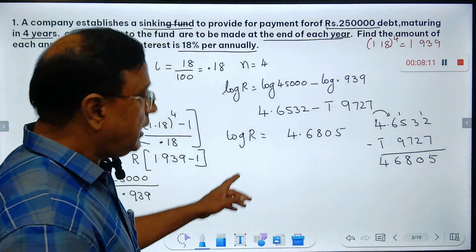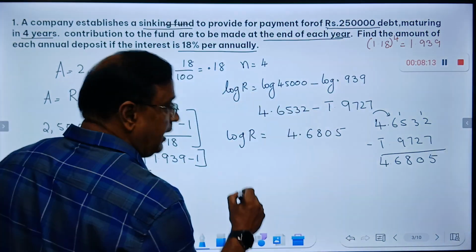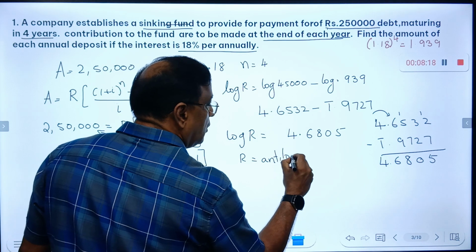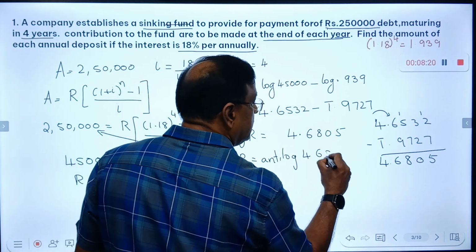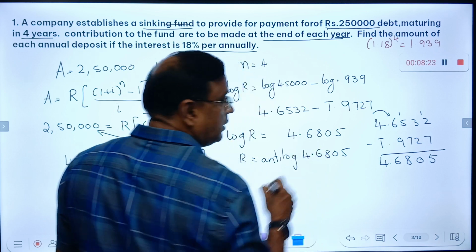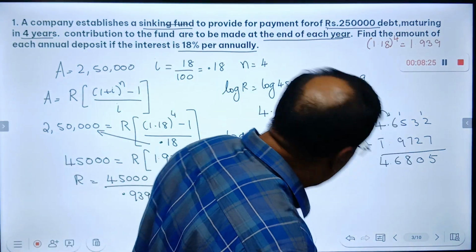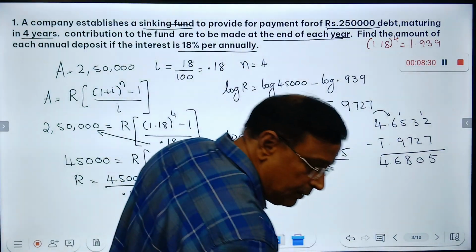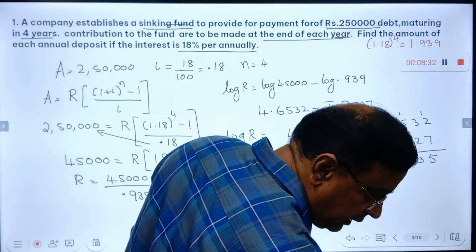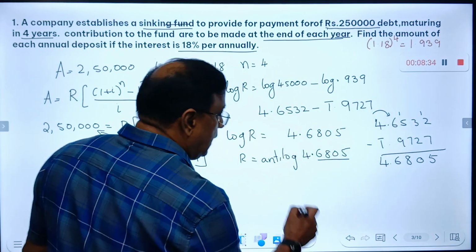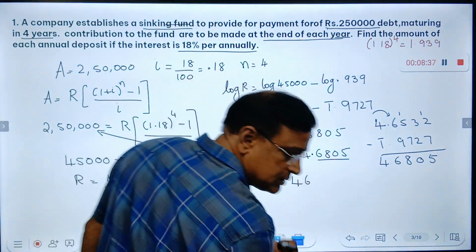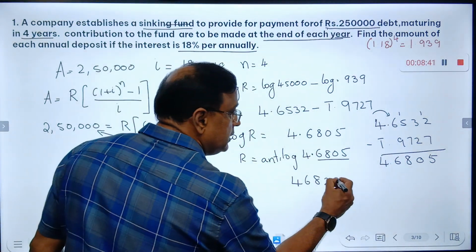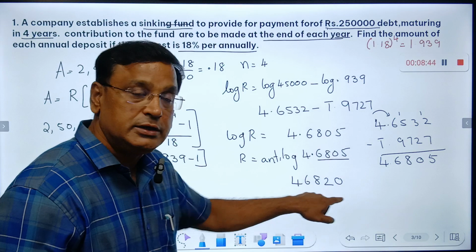Now take the anti-log. The anti-log R equals anti-log of 4.6805. When you take the anti-log of 6805, I am getting approximately 4682. Since it is 4 point, it should be a 5-digit number.